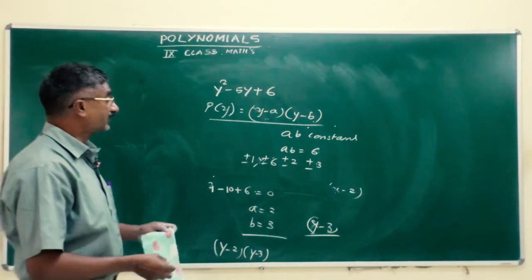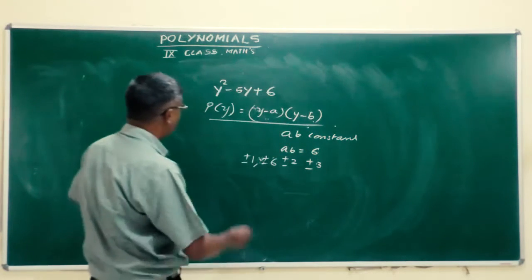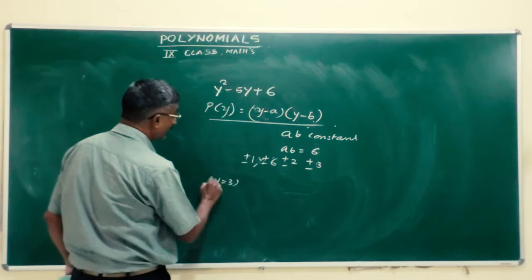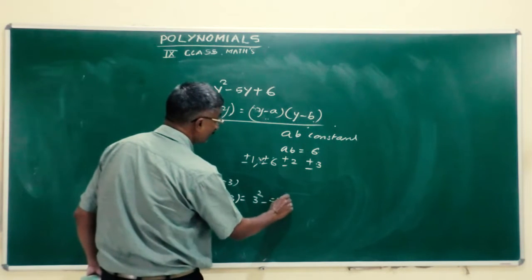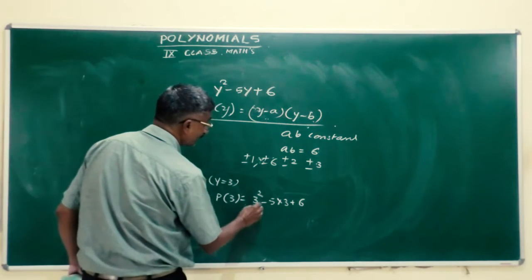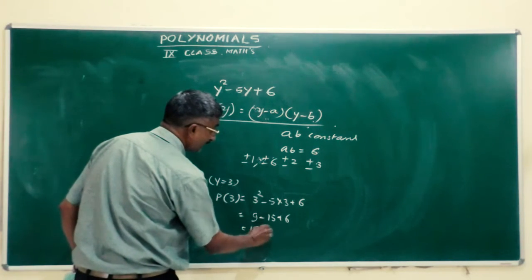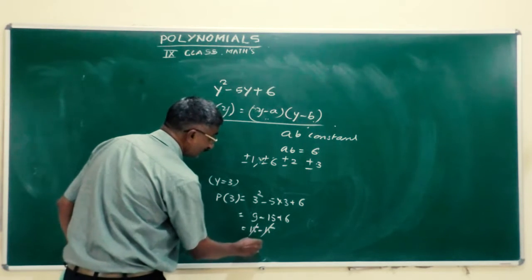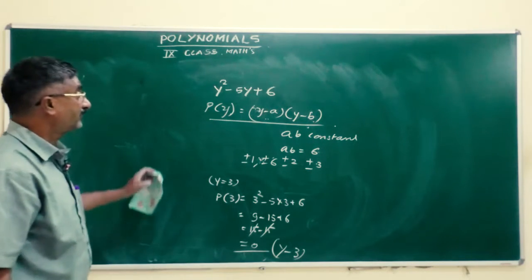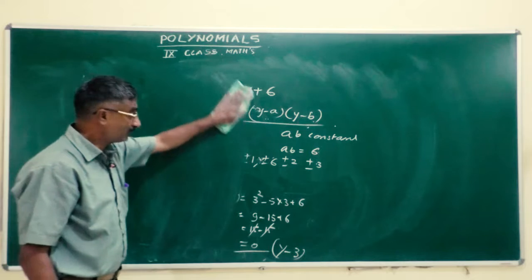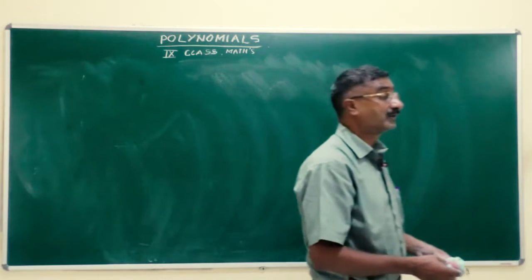Clear? We have to substitute the value and solve it. So, I will write how we get the factor y minus 3, by substituting y equal to 3. So, P of 3 is equal to 3 square minus 5 into 3 plus 6. So, this is 9 minus 15 plus 6, which is equal to 15 minus 15, so it cancels. So, y minus 3 is a factor of this polynomial. Like this we can use the polynomial factor theorem for finding the factors. Clear?